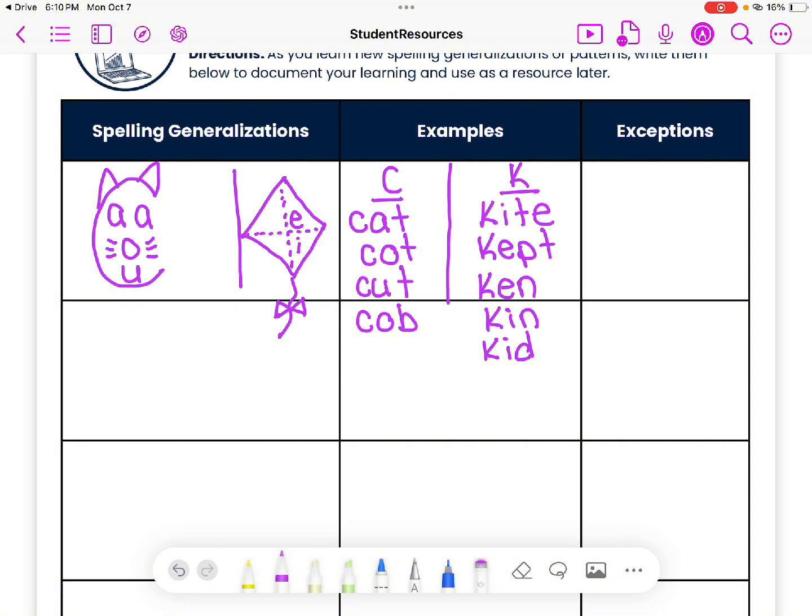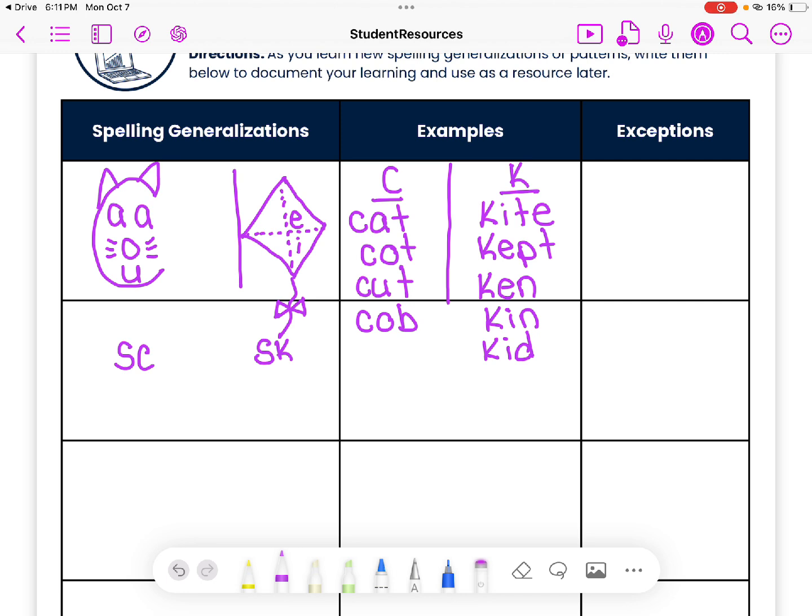Now, this rule also translates into blends. When I'm talking about a blend, I'm talking about a consonant blend, or two consonants side by side that each make their own sound. A blend that they both share is the sk sound. So SC and SK can both spell it. How do we know which one to use? Again, we would look at the vowel.